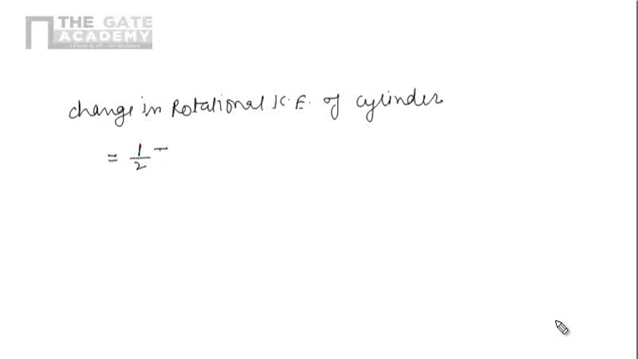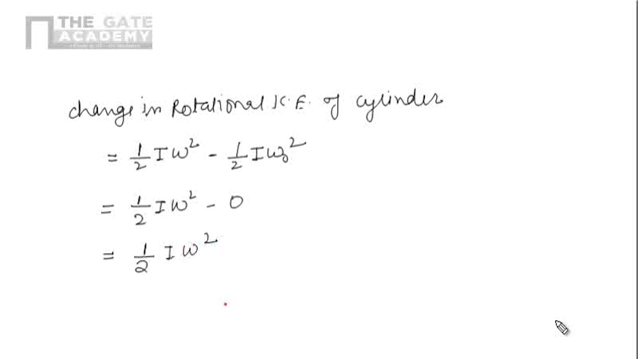Now the change in rotational kinetic energy of the cylinder. So we will have 1 by 2 I omega square minus 1 by 2 I omega naught square. Omega is the final velocity, omega naught is the initial velocity. As mentioned in the problem, initial kinetic energy for both block and cylinder is 0. So omega naught will be 0. So the initial rotational kinetic energy of the cylinder will be 0. So now we are having the change in rotational kinetic energy of the cylinder as 1 by 2 I omega square.